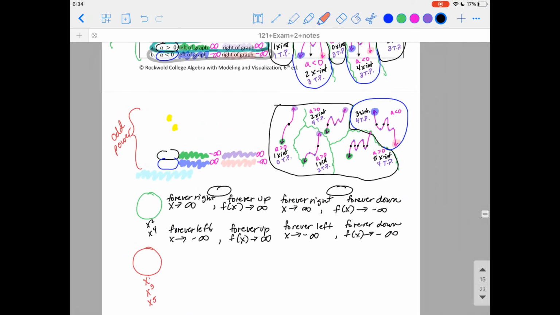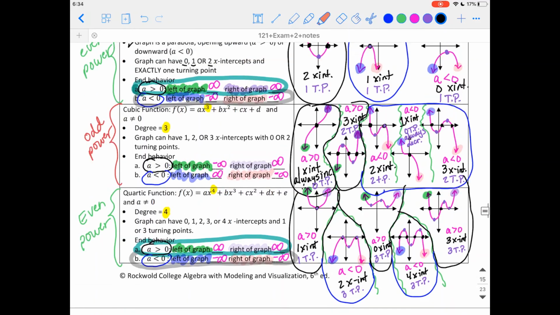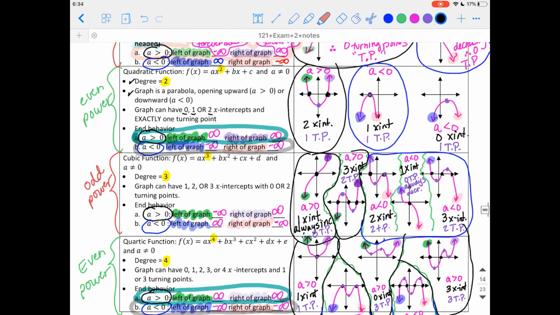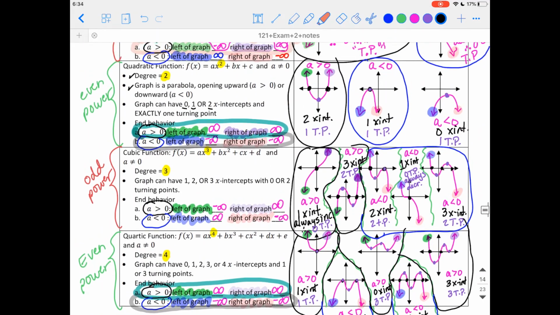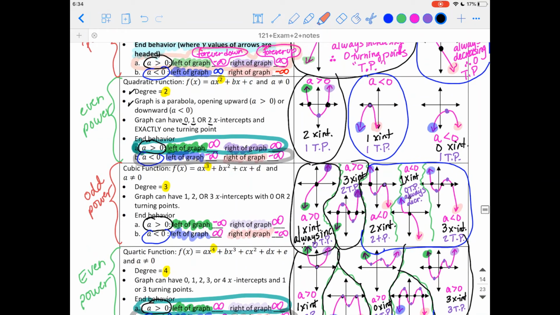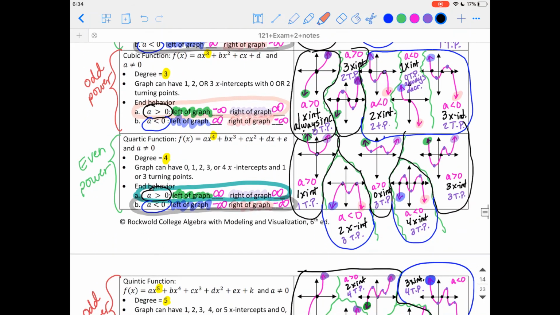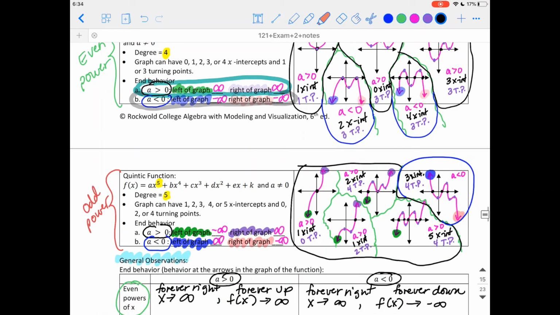So the same thing, if you notice for the cubic, for a greater than 0, the end behavior is the same. Left of the graph is negative infinity. Right of the graph, the y values are headed towards positive infinity because they're headed forever up. And the same thing for the quintic.